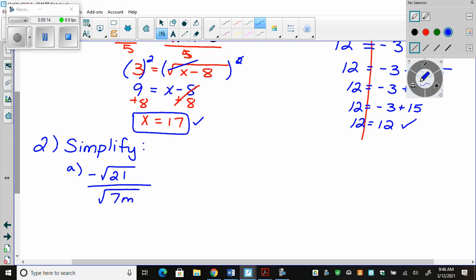Oh, I forgot to write my restrictions for the previous one. So I had x minus 8 under my square root, so I have to go with greater than or equal to 0. So x is greater than or equal to 8. I forgot to write the restrictions. If I say state the restrictions, you have to. So this question would be out of 3: 1 for this, 1 for the restriction, 1 for that.